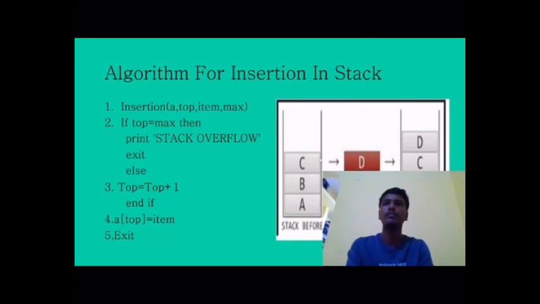Algorithm for insertion. For insertion, we need 4 elements, which are A, top, item, and max. First of all, we need to check that there is space for an element to be stored in the stack. If the stack is full, it is stack overflow, then exit the program. Else, if we can store the element in the stack, then top equals top + 1. Then after storing an element, exit.